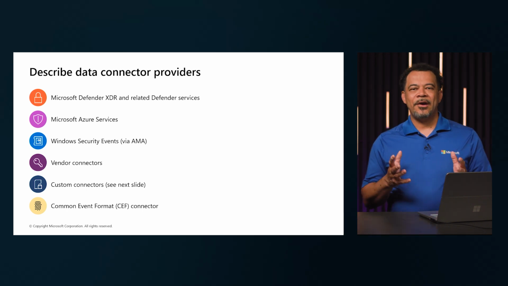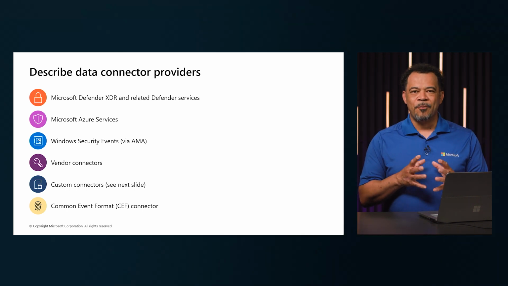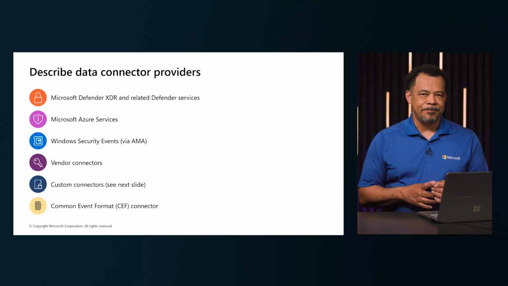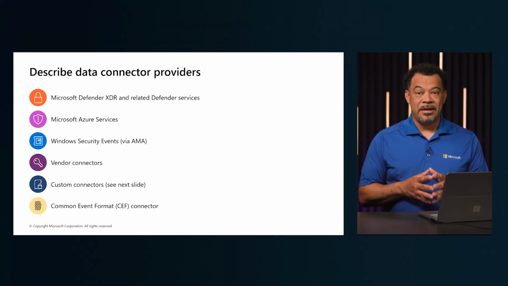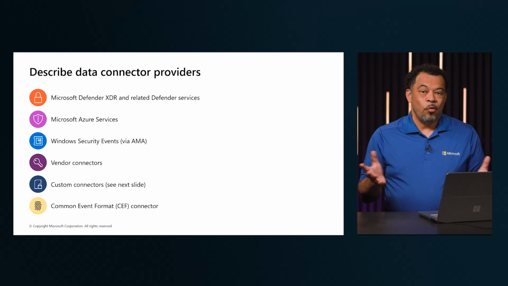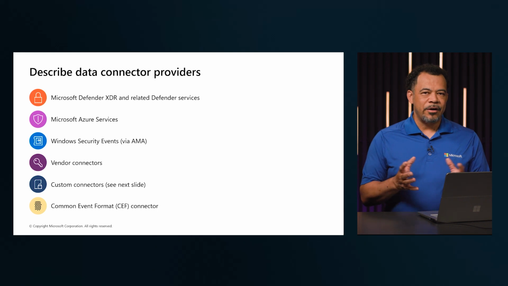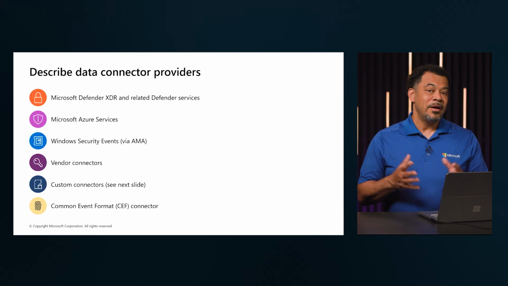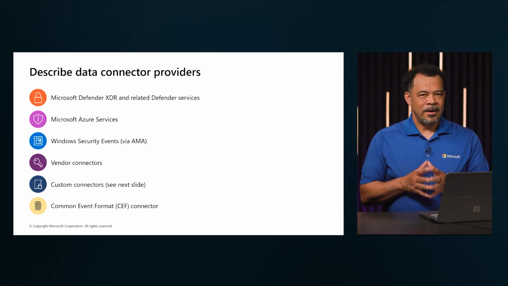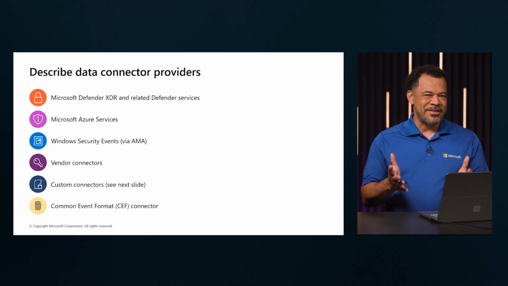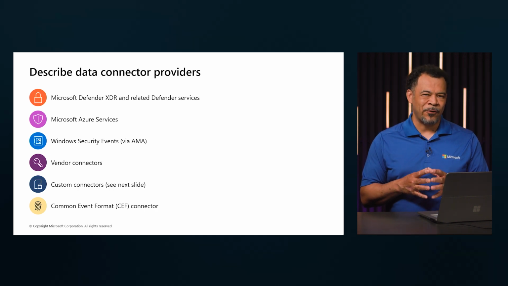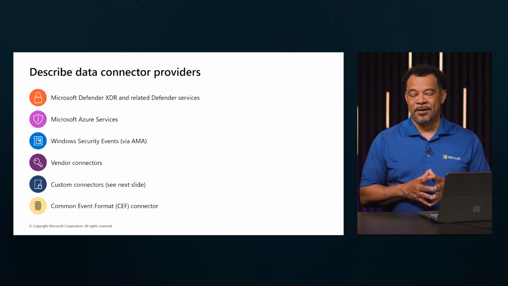Microsoft Sentinel supports a wide range of data connector providers to help you bring in security data from across your environment. These include native integrations with Microsoft Defender XDR services, Azure Platform Services, and Windows Security Events via the Azure Monitoring Agent, or AMA agent. You can also connect third-party sources using vendor connectors, custom built connectors, or the Common Event Format, or CEF, connector. This flexibility ensures you can centralize and normalize telemetry from both Microsoft and non-Microsoft sources for a comprehensive threat detection and response capability.